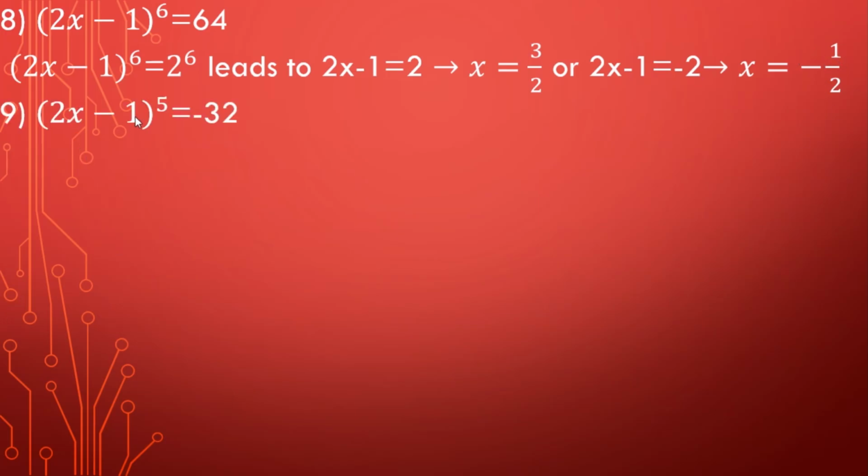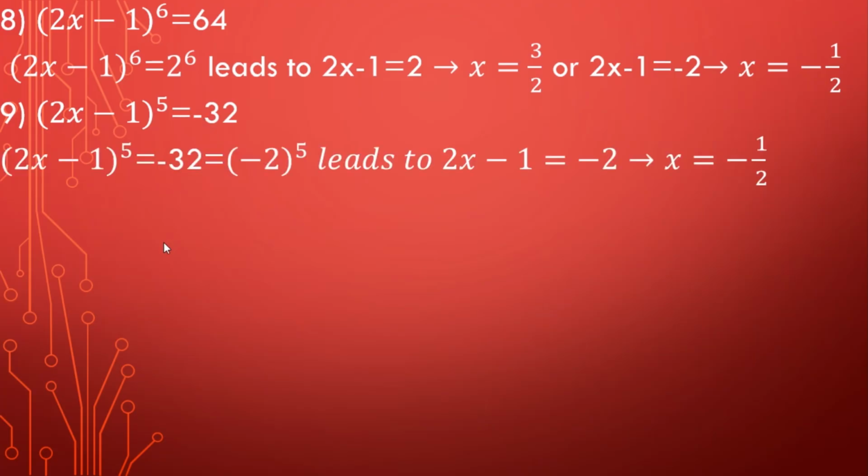(2x minus 1) to the power 5 equals minus 32. Here the power is odd. We have only one solution. Minus 32 is minus 2 to the power 5. 2x minus 1 equals minus 2. x equals minus half.